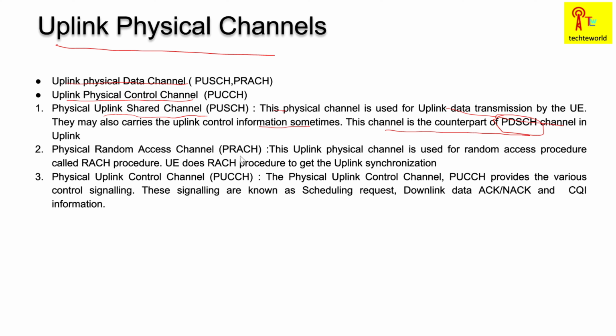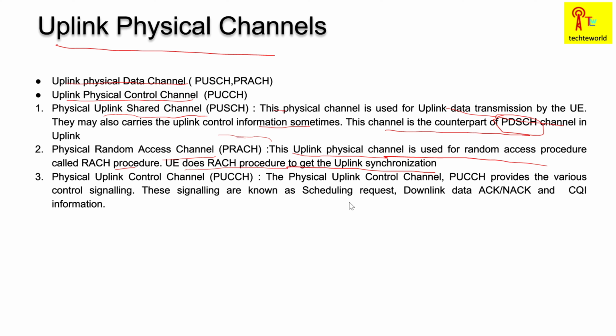And then we have the PRACH, the physical random access channel. This uplink physical channel is used for the random access procedure called the RACH procedure. In the RACH procedure, this PRACH plays a very important role, right? Whatever RACH procedure takes place in the physical channel is done by this PRACH channel only. The UE does the RACH procedure for getting uplink synchronization. If you have seen our RACH video, it is clearly mentioned what the role of RACH is. RACH basically involves uplink synchronization, and the channel involved in doing this is the PRACH.